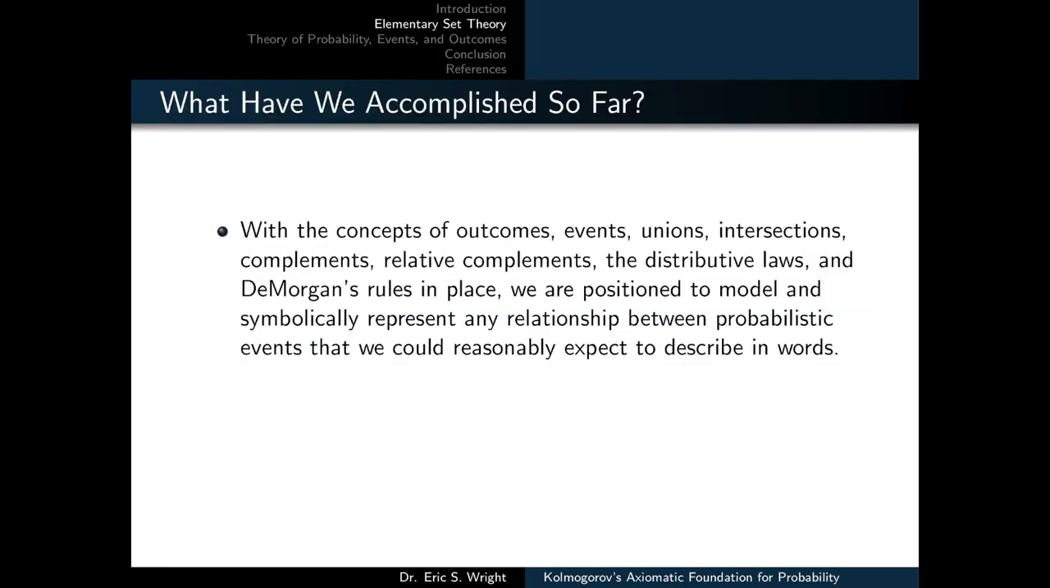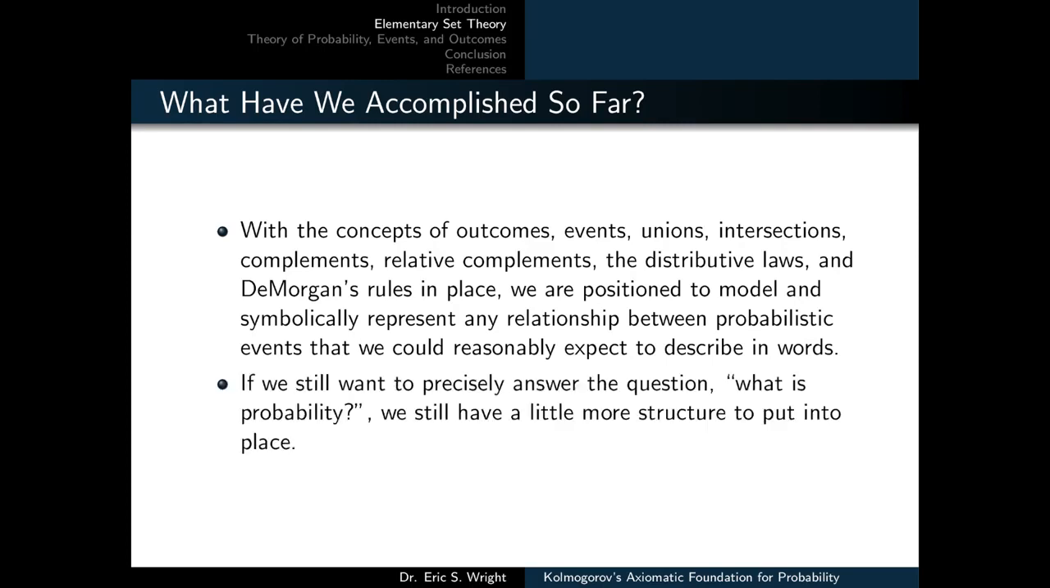With the concepts of outcomes, events, unions, intersections, complements, relative complements, the distributive laws, and De Morgan's rules in place, we are positioned to model and symbolically represent any relationship between probabilistic events that we could reasonably expect to describe in words. If we still want to precisely answer the question, what is probability, we still have a little more structure to put into place.